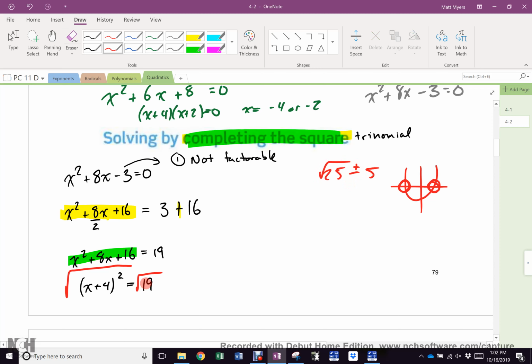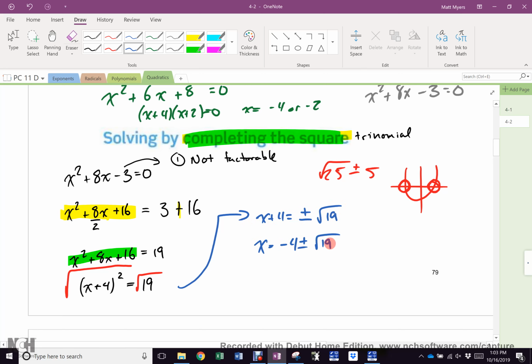So when I square root 19, what do I actually get? I get x plus 4 equals what? Plus or minus what? Root 19. Now, is x almost isolated? What am I going to do to isolate x? -4 plus or minus root 19.